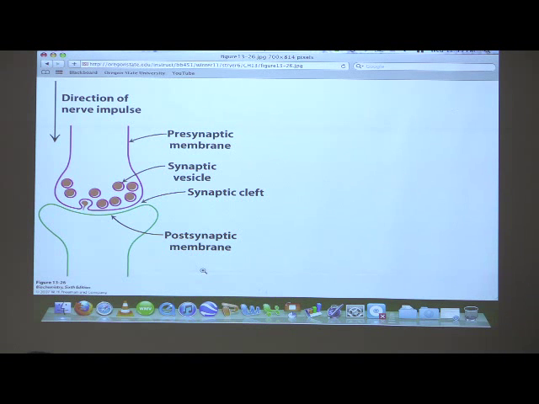We'll talk later in the term about the sense of taste, the sense of smell, vision, and so forth. They use very interesting mechanisms that are very similar to this. Their nerve endings as well.